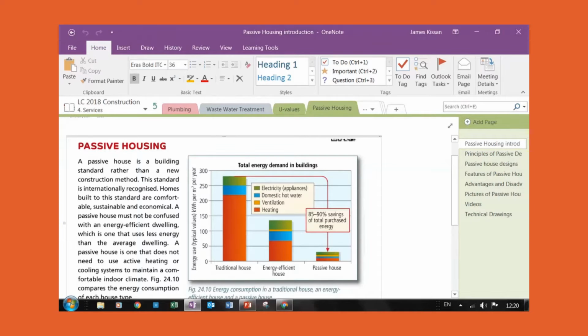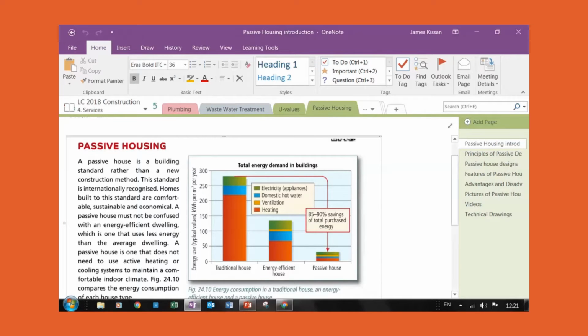Now, on a traditional house, you have your heating cost, which is the largest amount. You have your domestic hot water. So, for example, if you want to have a shower, you turn on the immersion, that's going to cost money to heat that water. Then you have electricity, so all your appliances, including, for instance, light bulbs. So in a passive house, we have to use all LED light bulbs, which are really low energy.